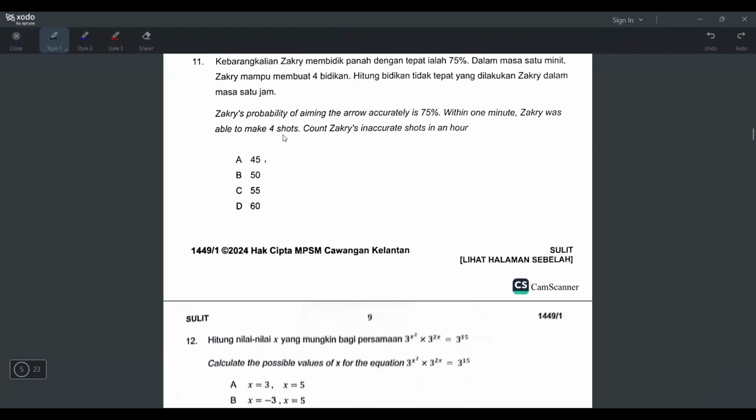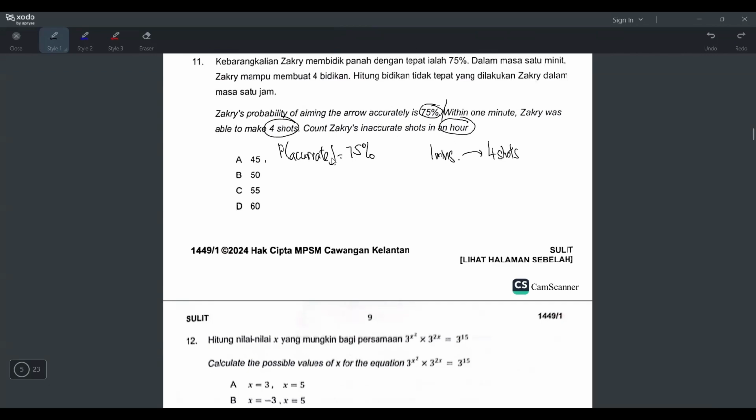Okay, let's continue with question number 11. So let's read the question. Zakri's probability of aiming the area accurately is 75%. So this is the probability of accurate, how accurate, 75%. Okay, and then it says within 1 minute, Zakri was able to make 4 shots. So in 1 minute, Zakri makes 4 shots, right? And then it says count Zakri's inaccurate shots in an hour.